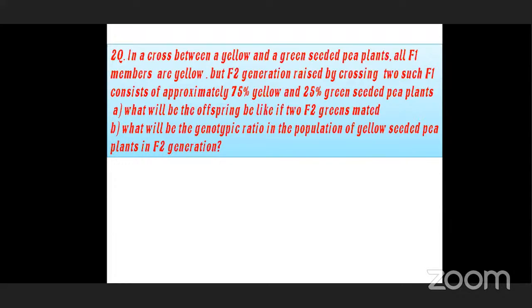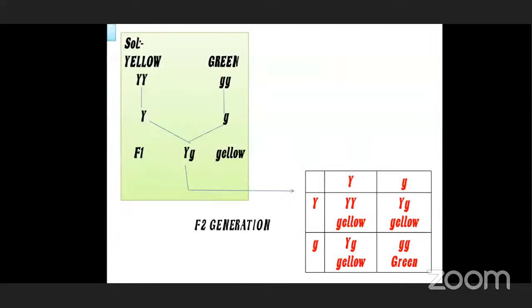What will the offsprings be like if two F2 greens are mated? And the B question, the second question: what will be the genotypic ratio in the population of yellow seeded pea plants in the F2 generation? This is the second question. Okay students, see, what is the first question?